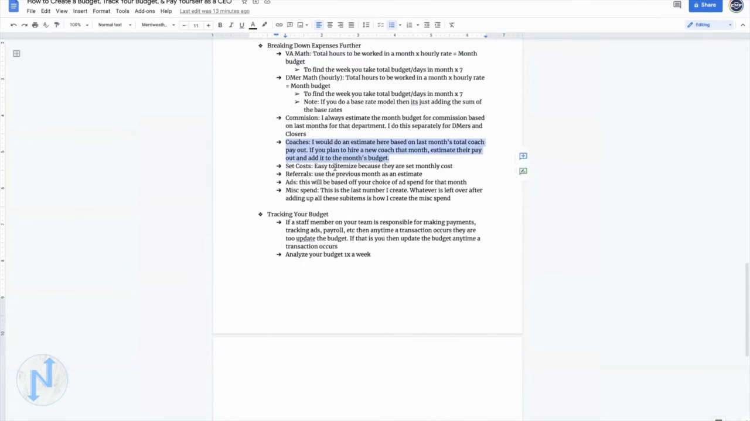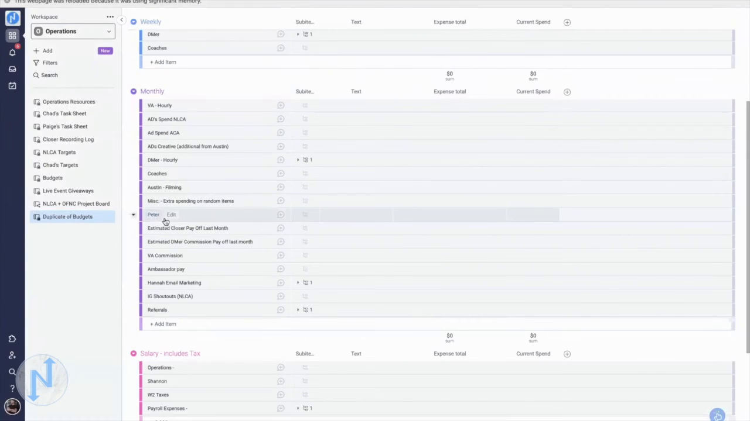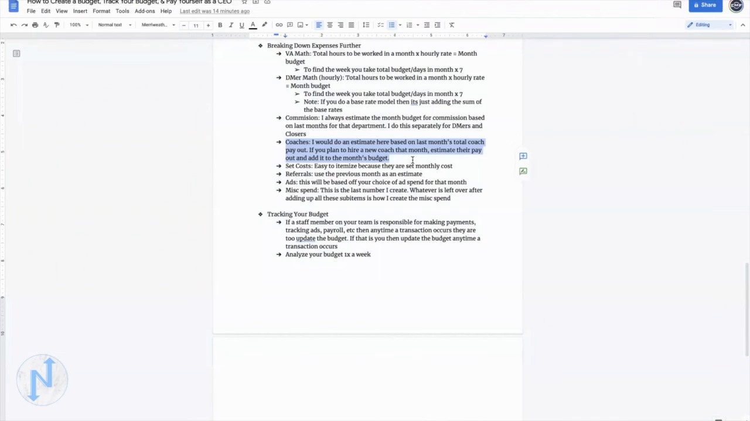All right, set costs. These are easy to itemize, right? So going back to our example here, Peter is a set cost, right? Austin filming is a set cost. Hannah email marketing, these are all set costs. So the budget never changes unless for some reason they increase their price or I increase the amount of service that I'm getting from them. Okay. Referrals, we usually estimate using the previous months. Like commission, they may go up. They're usually about the same, but steadily they may go up over time. Ads, this is totally based off of your choice, what the budget is going to be.